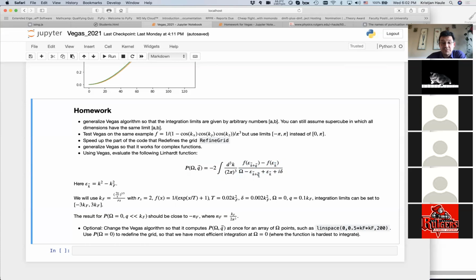So we are going to evaluate the polarization function for all needed frequencies, like 100 of them, at once. NumPy will give you, instead of a one-dimensional array, a two-dimensional array as output for all frequencies at the same time. But when we change the grid, we're going to take only the zero frequency.